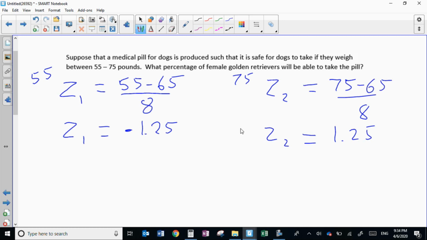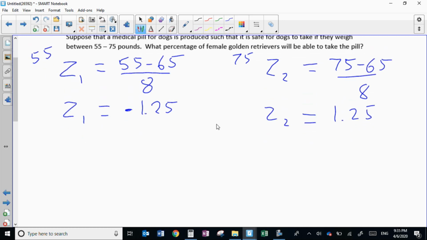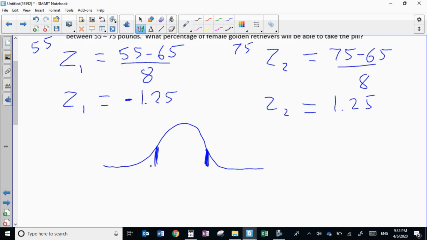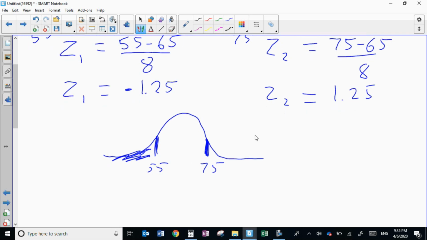Okay, so now we want to know what percentage of dogs fit into this scenario. So one way of visualizing is to visualize this normal distribution and realize that when we look at our table, we always get a proportion of data that's below that. So we're going to use the table to figure out how many dogs are less than 55 pounds, and then we're going to use the same table to find out how many dogs are less than 75 pounds, and we're going to have to use some logic to figure out what exactly we're going to do to figure out what's in this middle portion here. This middle area is actually what we're looking for.